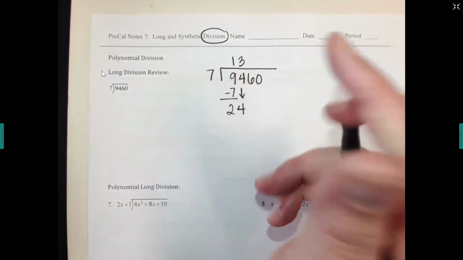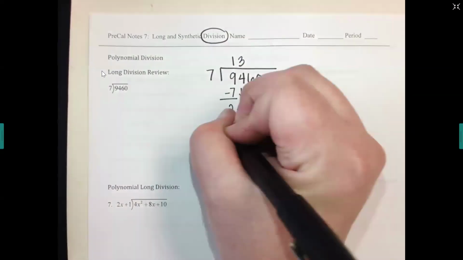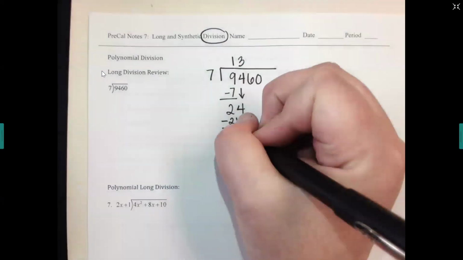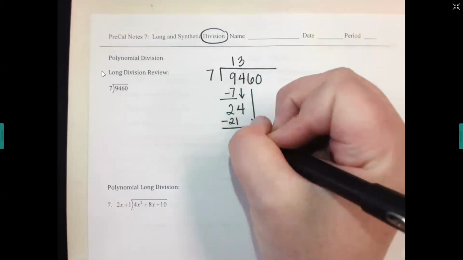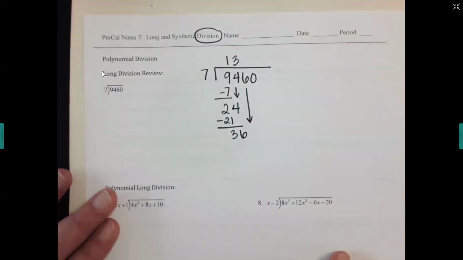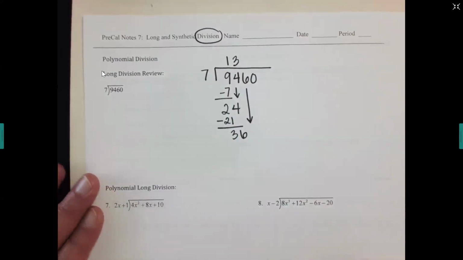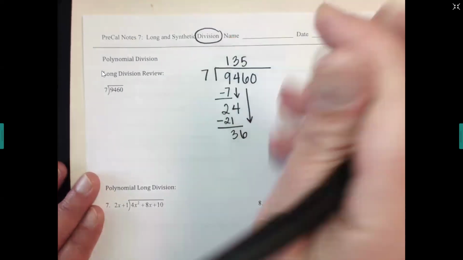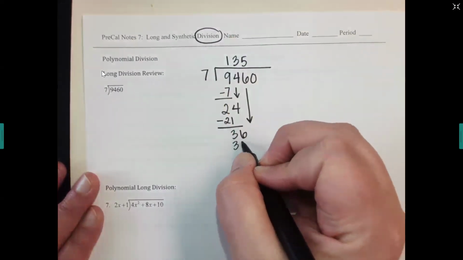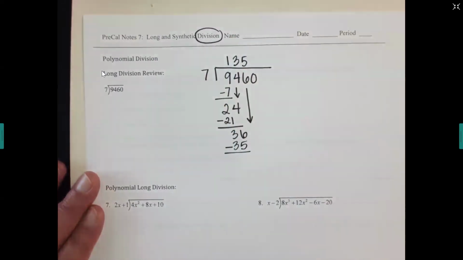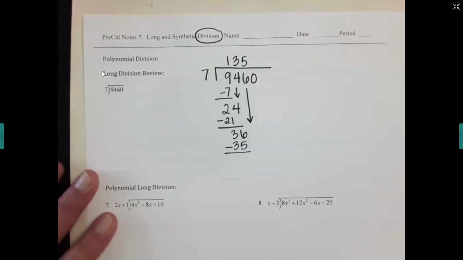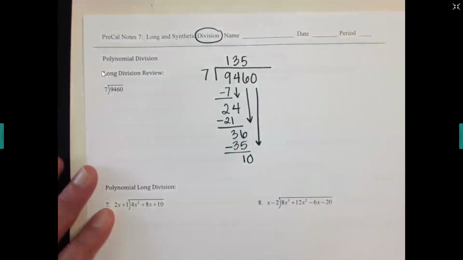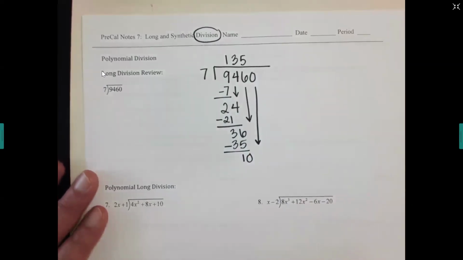7 times 3 gives me 21. Then you would subtract. 24 take away 21 leaves me with 3. Then I would carry down the 6, repeat the process. The next question is, how many times can 7 go into 36? More than 4. 5. 7 times 5 is 35, and then you subtract. 36 take away 35 is 1. Carry down the 0. Now that's a 10. And then you say, how many times can 7 go into 10?